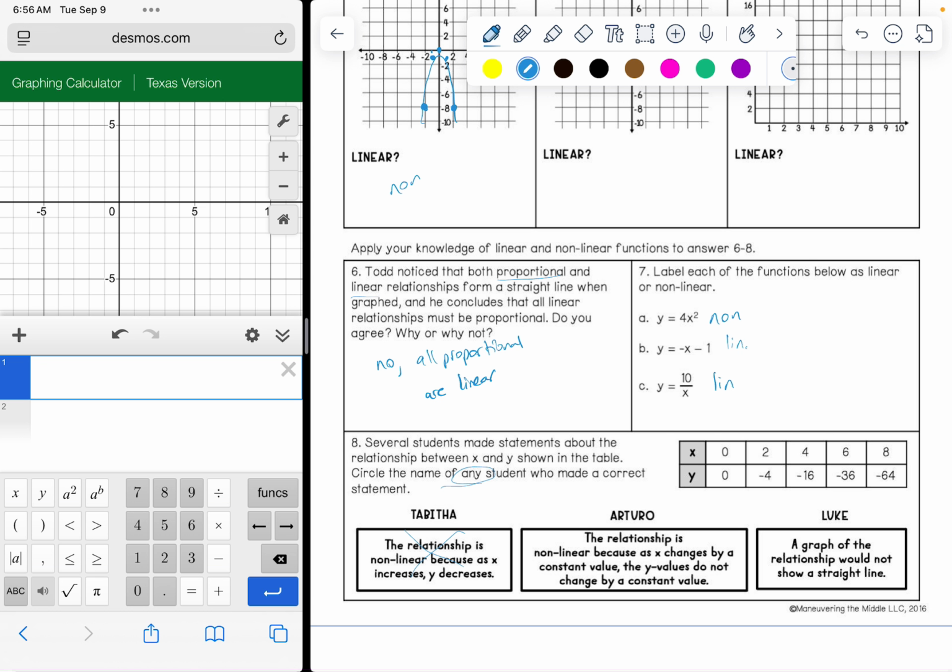Arturo, the relationship is nonlinear because as x changes by a constant value, the y values do not change. Well, let's test it out. This is +2, +2, +2, +2. We're good there. Now this is -4, and then this is -12. So that's not. So he is right. Luke says a graph of the relationship would not show a straight line. Says it's not linear. It wouldn't. So he's right. So there are 2 people that are correct there.